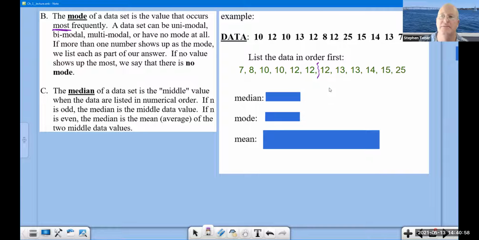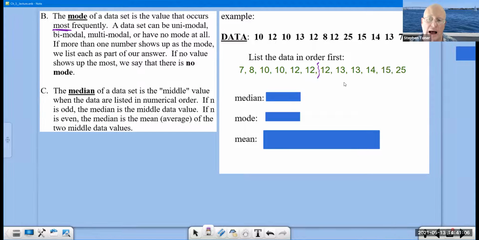I have an even number of data values. Therefore, I have 2 middle values and I have to take the mean of the middle 2. Since they're both the same value, halfway between 12 and 12 is just 12. So we are going to leave that as 12 and say that the median is 12.